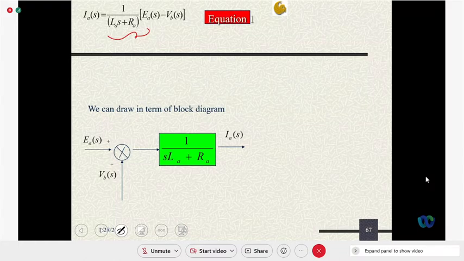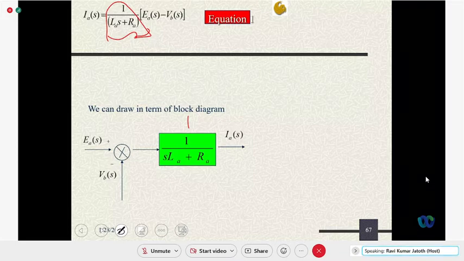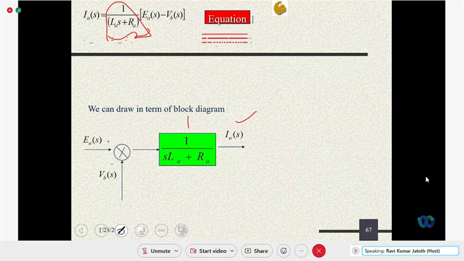The mathematical operation done on a signal is represented using a block. What mathematical operation is happening here? Multiplication. Okay, 1 by La S plus Ra, okay? Armature current is input. What is output? Torque. What is the relationship?